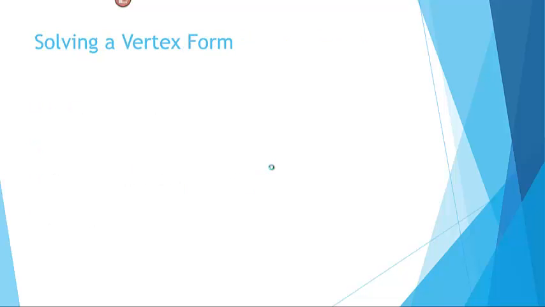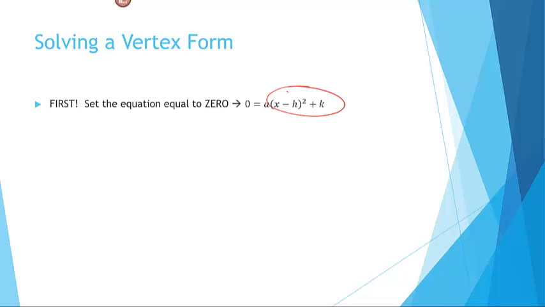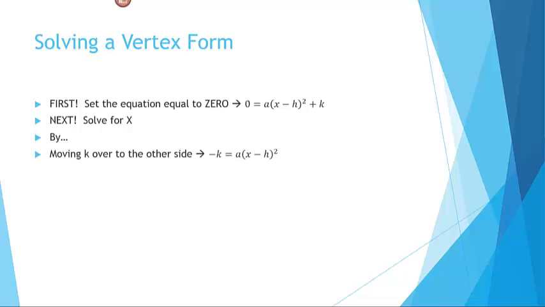Solving in vertex form. Alright, so first, we have our vertex form right there. So let's go ahead and set it equal to 0. Done. Next, solve for x by moving k over to the other side. So negative k equals a times (x minus h) squared. Next, we divide both sides by a to get (x minus h) squared by itself.